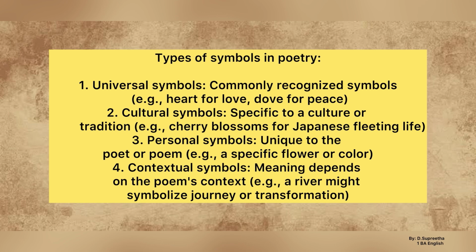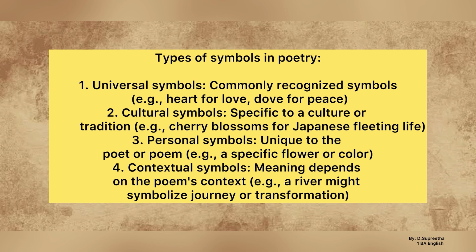First, universal symbols. Universal symbols are commonly recognized symbols. Example, heart for love, dove for peace. Second, cultural symbols, specific to a culture or tradition. Example, cherry blossoms for Japanese fleeting life.